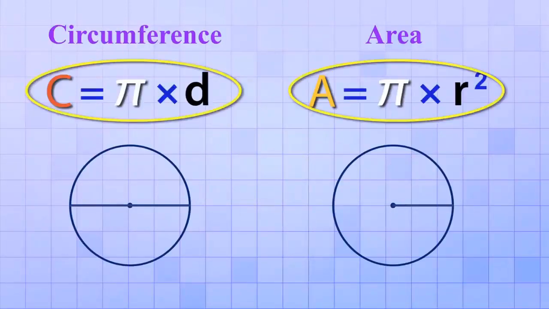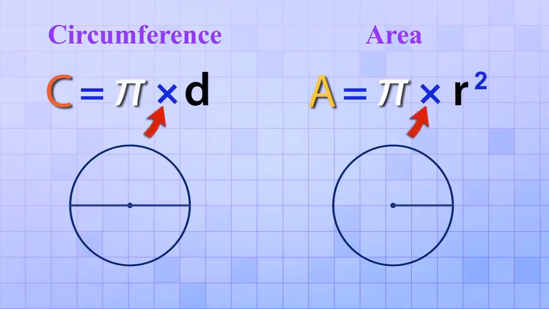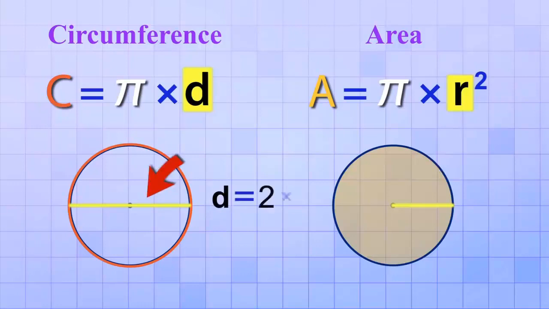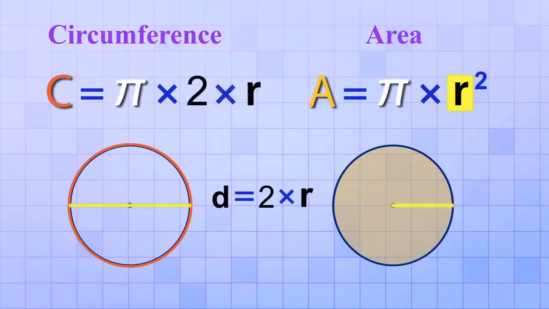These two formulas have a lot in common. In each of them, you're multiplying pi by part of a circle to find either the circumference or the area. In the case of the circumference, you're multiplying pi times the diameter. And in the case of the area, you're multiplying pi times the radius squared. But do you remember the relationship between the radius and the diameter? Diameter is just 2 times the radius. So we could rewrite our formula for circumference like this. Circumference equals pi times 2 times r.